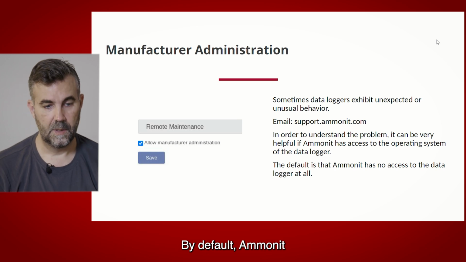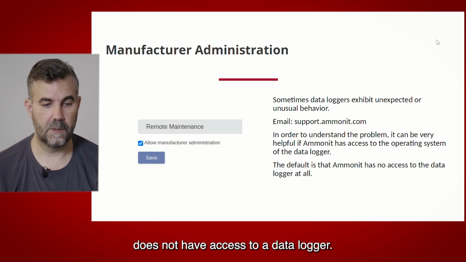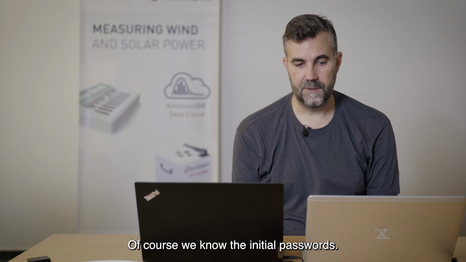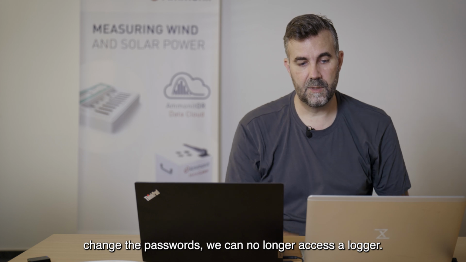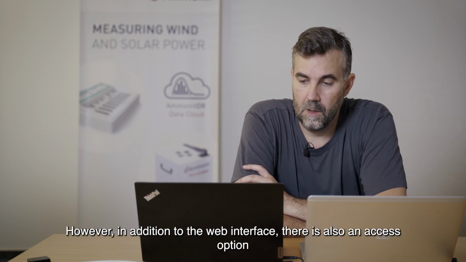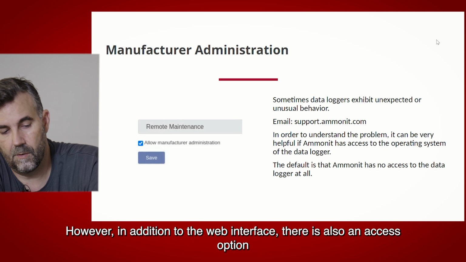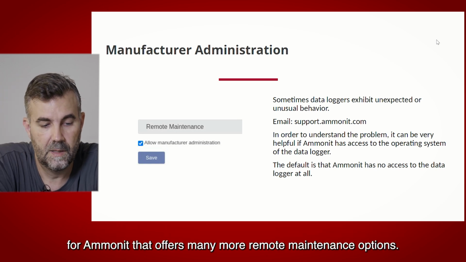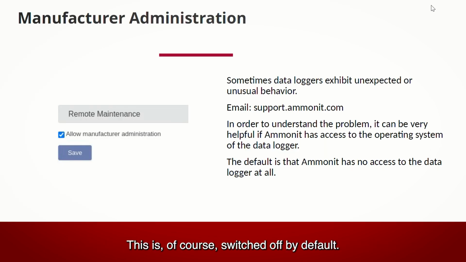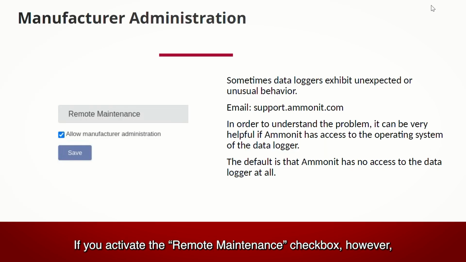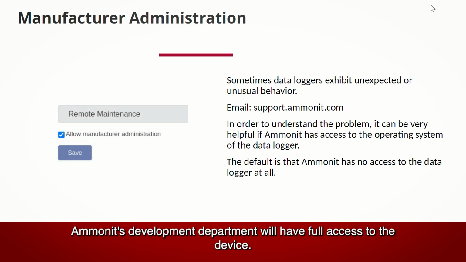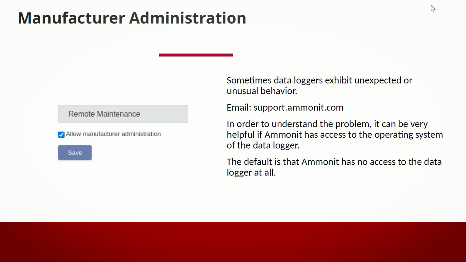Sometimes, however, Ammonit may require direct access to a data logger. By default, Ammonit does not have access to your logger. Of course, we know the initial passwords, but when you change the passwords, we can no longer access the logger. However, in addition to the web interface, there is also an access option for Ammonit that offers many more remote maintenance options. This is, of course, switched off by default. If you activate the remote maintenance checkbox, however, Ammonit's development department will have full access to the device. This can be helpful to solve or understand problems in the field.